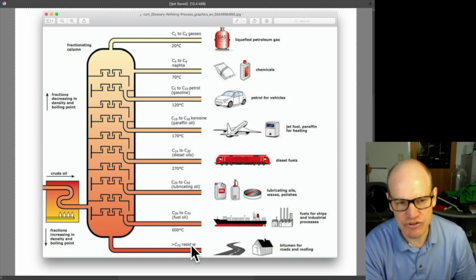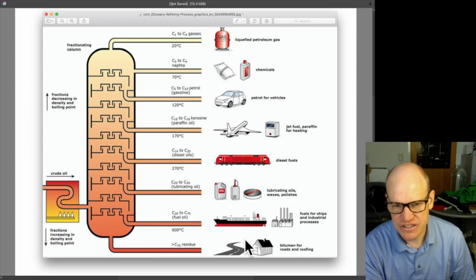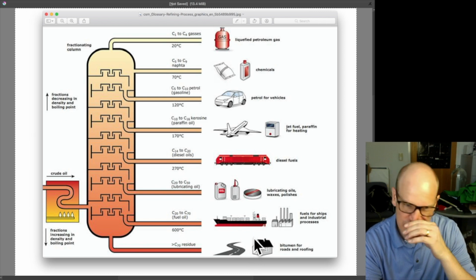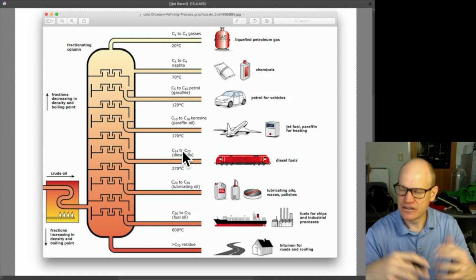And then the residue that's left over, the stuff that's got really lots of carbon in it, you pave the road with it. So these are materials that you use for tar, roofing materials and things like that. So that all comes from crude oil. It separates out into these different things, and then you use the different hydrocarbon lengths depending on what you need.